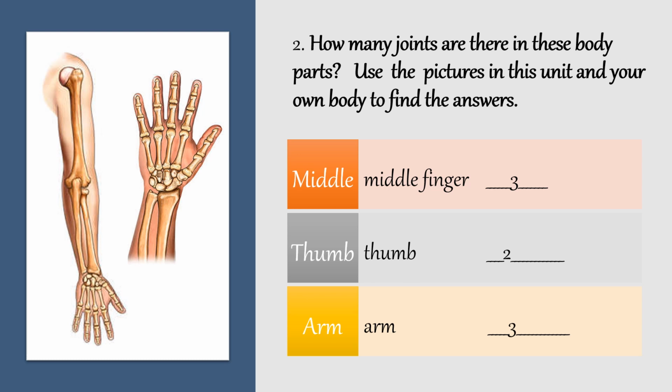The correct answer for the middle finger is that it has 3 joints. In the thumb, there are 2 joints. And in the arm, the number of joints are 3.